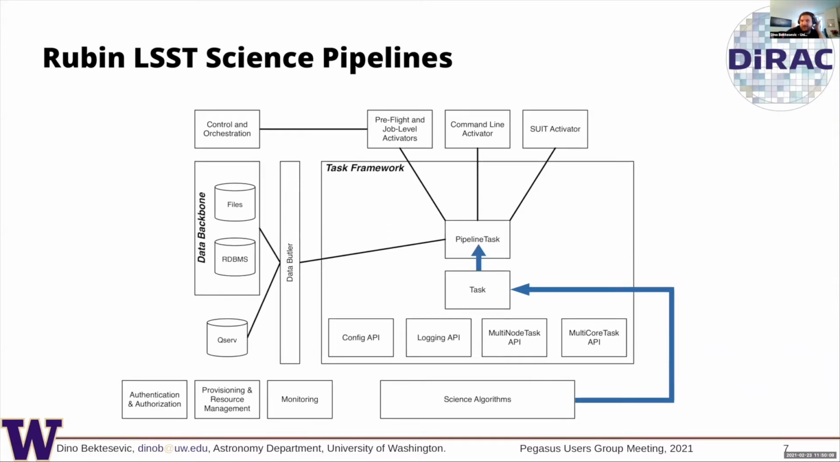These tasks can chain into a pipeline. A pipeline is described by a directed acyclic graph, a DAG, called a quantum graph. Each quantum, a node in the graph, is a task applied to a data set.